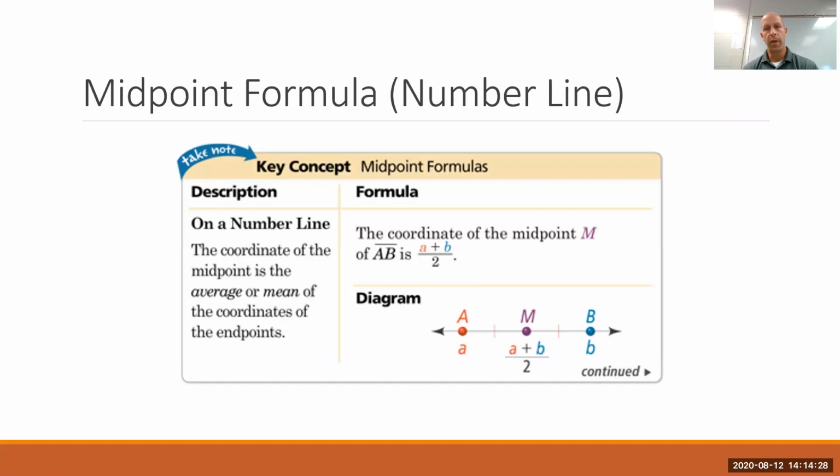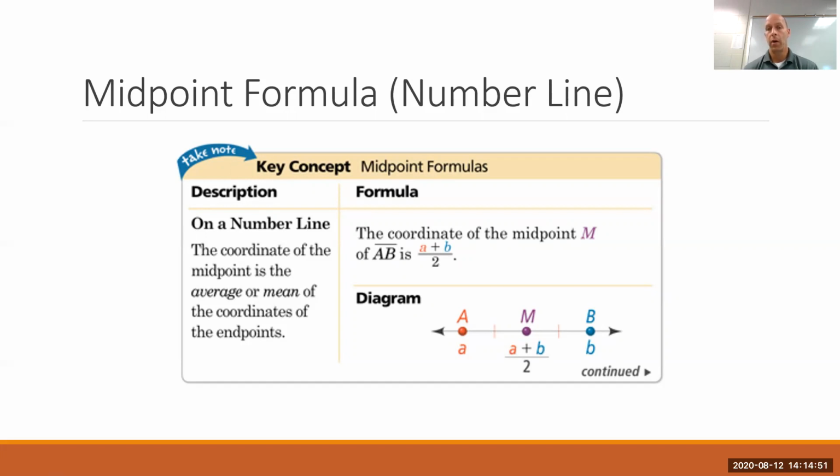So there are going to be three formulas today. The first formula is the midpoint formula on a number line. If you look at our diagram here, you can see that we have 3 points, A, M, and B. M is what we call the midpoint. It's the middle point. And to find the midpoint, you just average the coordinates of the other 2 points, A and B.